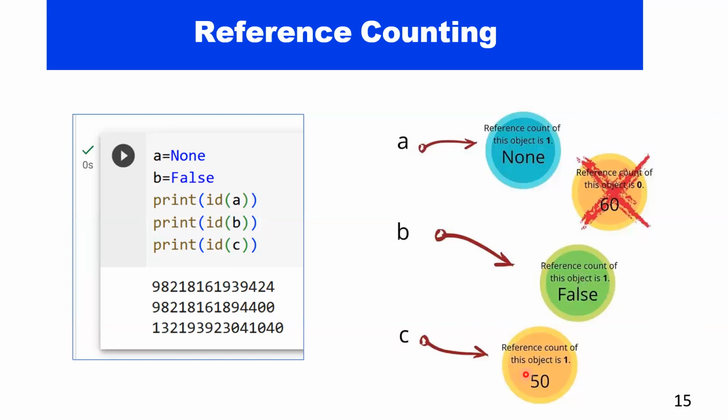Again, you can check that by printing the address to which the variables A, B, and C are referring, using id of A, id of B, and id of C. So id of A is the memory address where the value of A is being stored. If you observe, these three values are different. That means now A, B, and C are referring to different objects, and the reference count of this object where the value of 50 is being stored now has become 1.